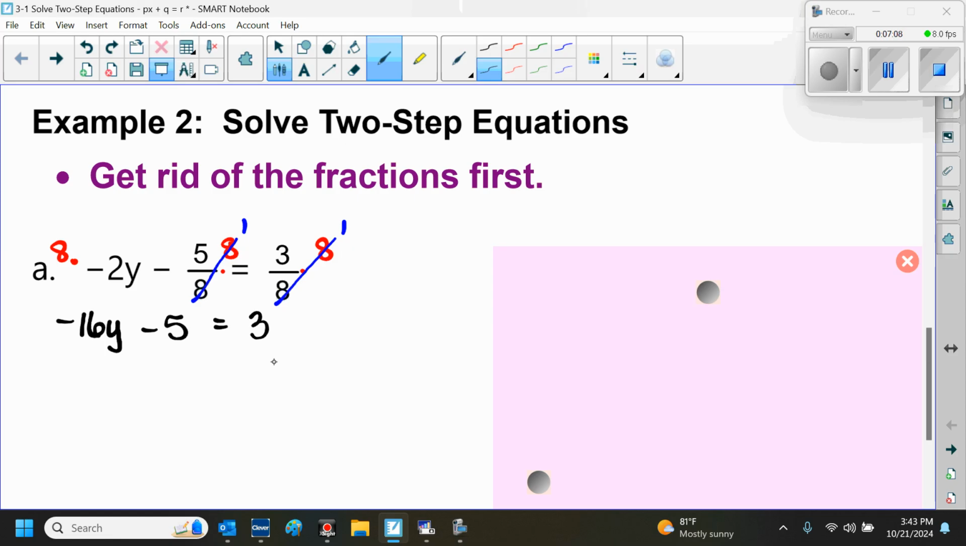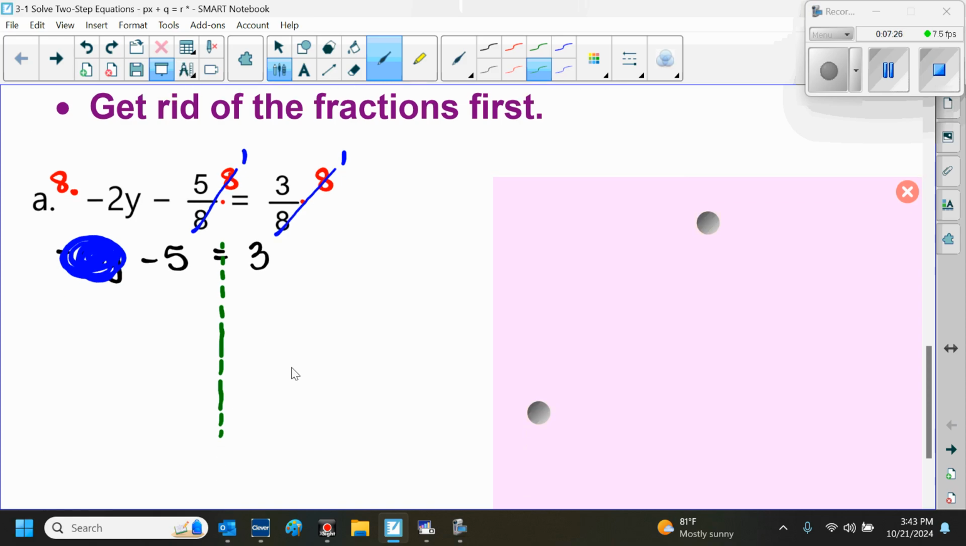And now I have no fractions. Is everybody clear? So now we're going to use our cover-up. So I'm going to cover up the term that includes my variable, the entire term, right? Don't forget to put your green line there, okay? Now, I want that dot on the left-hand side of that green line by itself. What do I need to get rid of? The 5. And that 5 is a negative 5, so how do I get rid of it? We're going to add 5. Very good. So plus 5 here, plus 5 there.